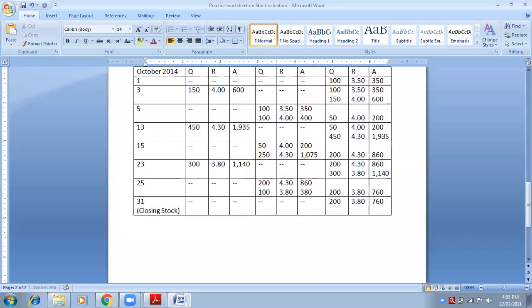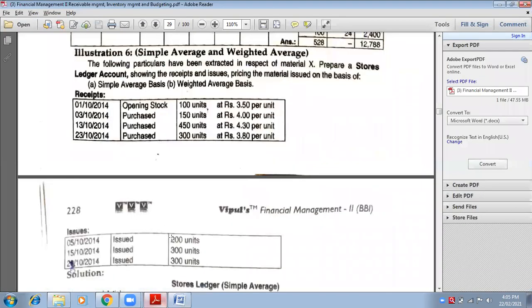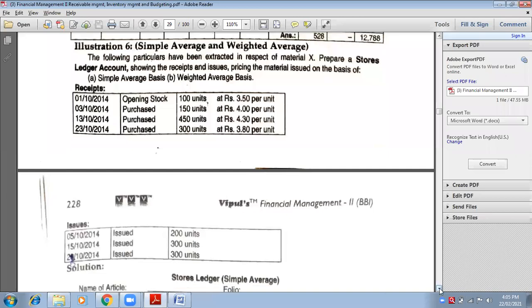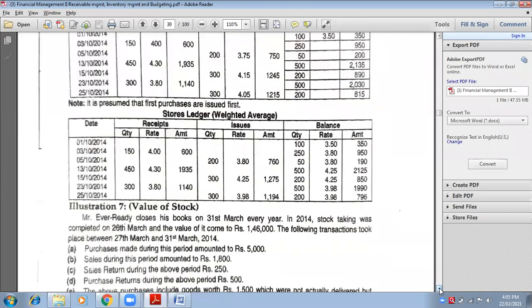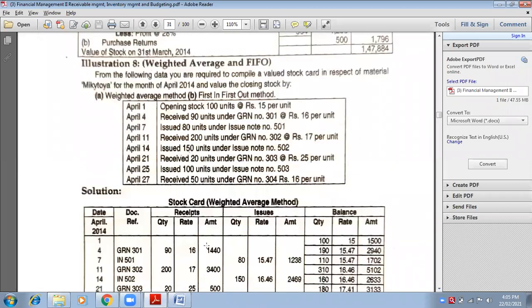Have you all done with this solution part? Yes, ma'am. Can we shift to the next question? Yes, ma'am. Okay. Now this one. Question number 8. Come on. Let's start with question number 8.